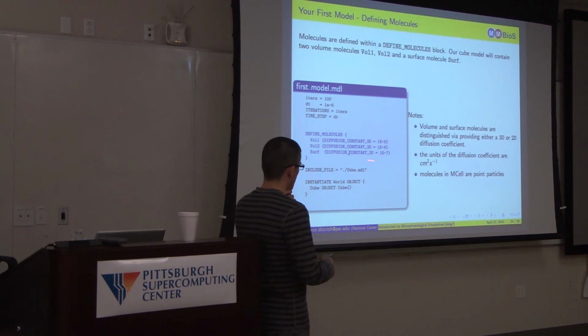So we have our geometry. We want to simulate in our cube. And so next we add some molecules. And adding molecules is very simple. There's a block called define molecules. And then you just list their names, and then in brackets their diffusion constant.